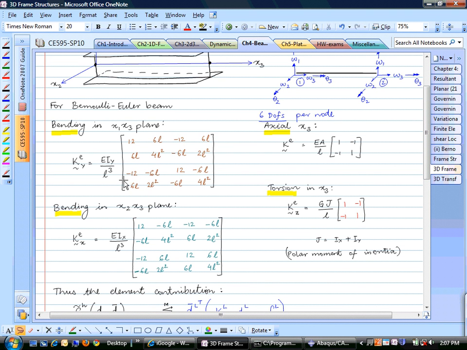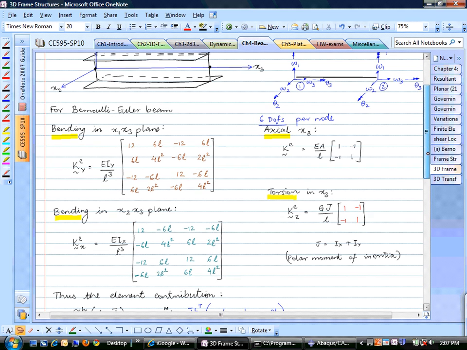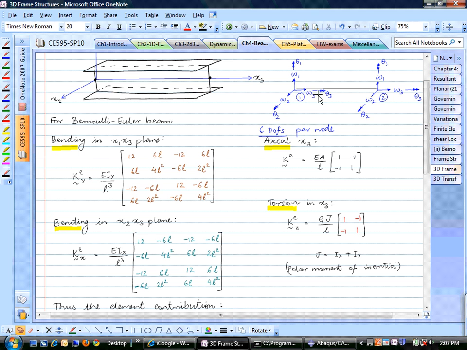So now that you have these two stiffness matrices for the bending contributions, you also need stiffness matrices for the axial contribution, that is relating this W3 with this W3, the axial displacement from node 1 to node 2. And that's our same old stiffness matrix. For the torsion, we have the torsional rotation at this node versus torsional rotation at this node, and that matrix is also very similar. Instead of EA over L, we have GJ over L, where J is the polar moment of inertia.